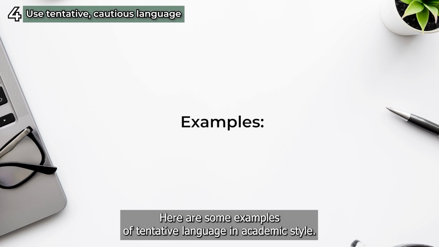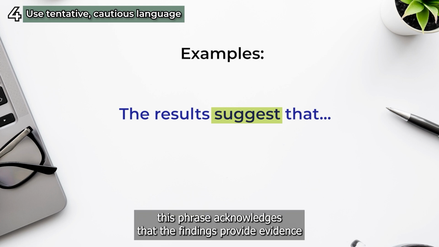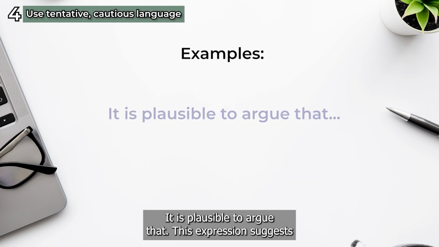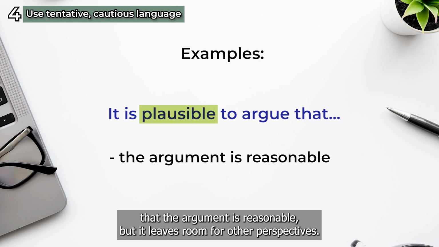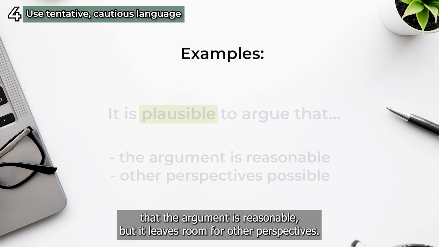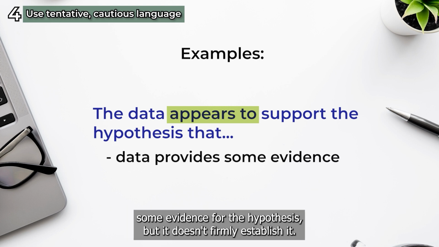Here are some examples of tentative language in academic style. "The results suggest that." This phrase acknowledges that the findings provide evidence for a particular conclusion, but it does not claim absolute certainty. "It is plausible to argue that." This expression suggests that the argument is reasonable, but it leaves room for other perspectives. "The data appears to support the hypothesis that." The use of "appears to" indicates that the data provides some evidence for the hypothesis, but it does not firmly establish it.